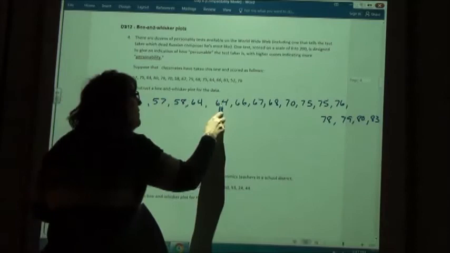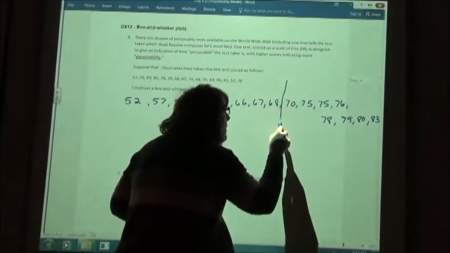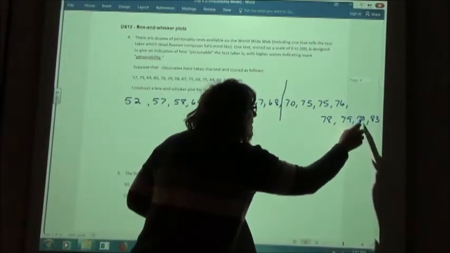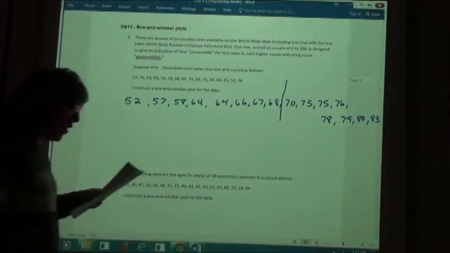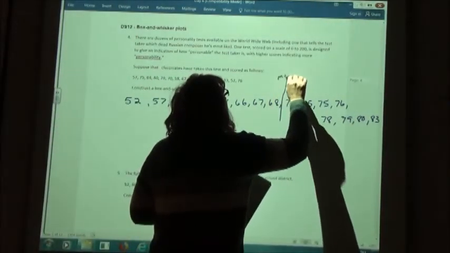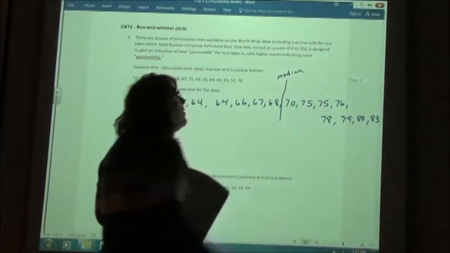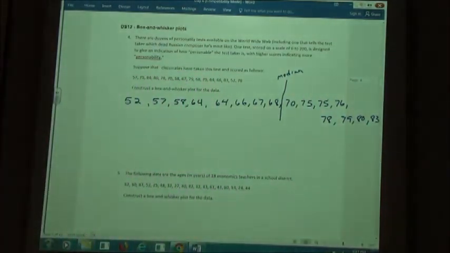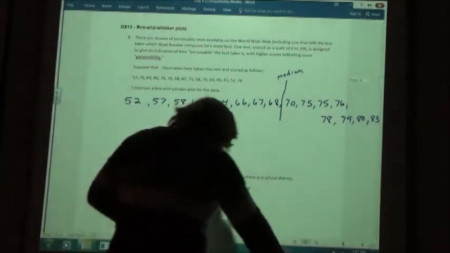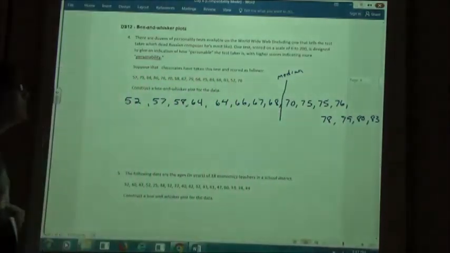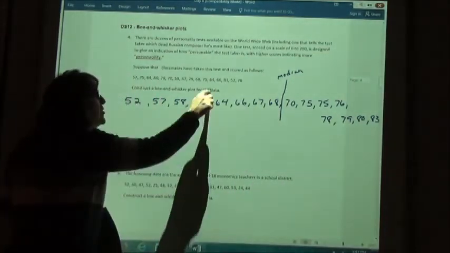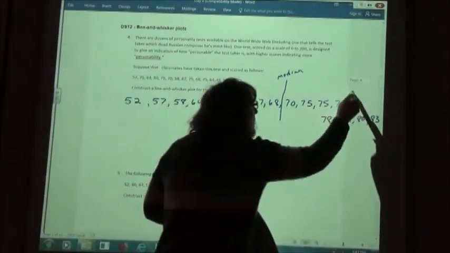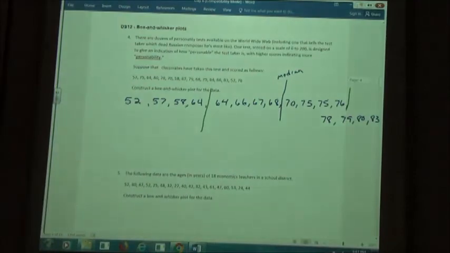1, 2, 3, 4, 5, 6, 7, 8. 1, 2, 3, 4, 5, 6, 7, 8. So that point right there is my median or my middle, right? Now I've got to divide it up into quarters. So if I divide that up into quarters, I have 8 on each side, so I can divide it up into 4 and 4, right?